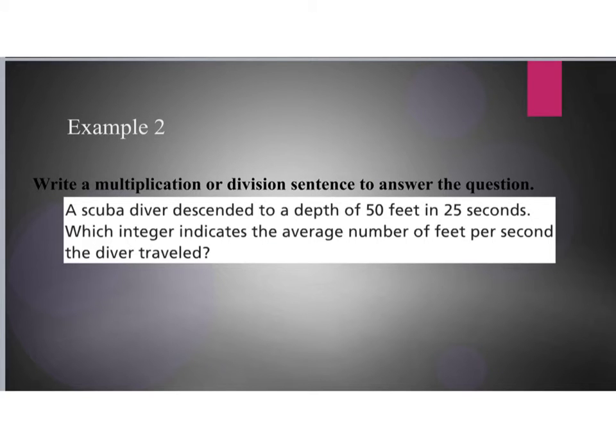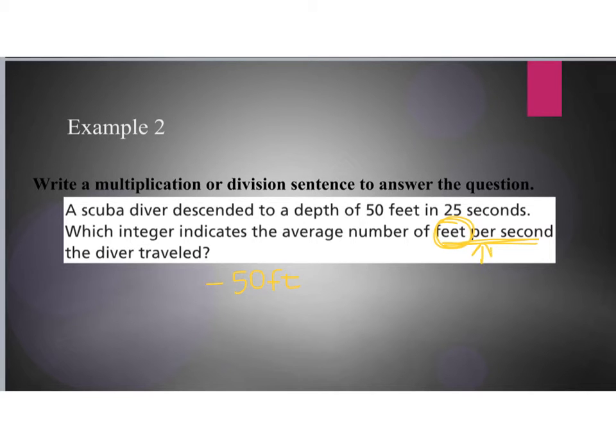Example 2 has the same set of directions where it says write a multiplication or division sentence to answer the question. And for this one, the problem says a scuba diver descended to a depth of 50 feet in 25 seconds. Which integer indicates the average number of feet per second the diver traveled? Well, because I want feet per second, that tells me I'm probably going to have to do a division problem. So we descended a distance because feet is a distance. Descend means that we're going to have a negative value, and that's a negative 50 feet.